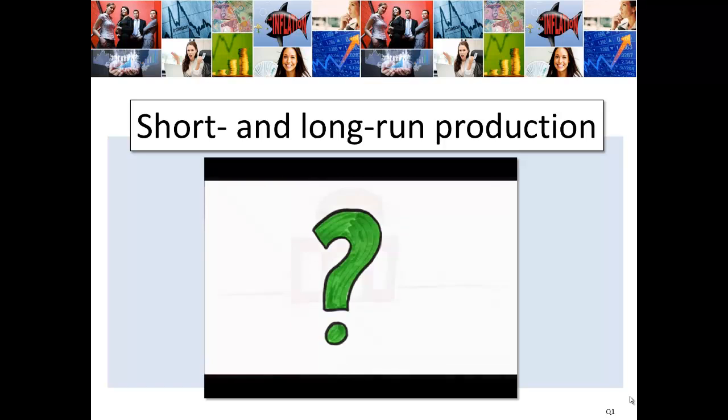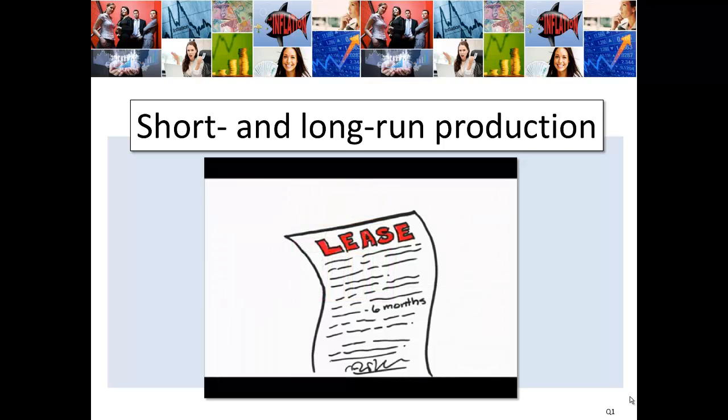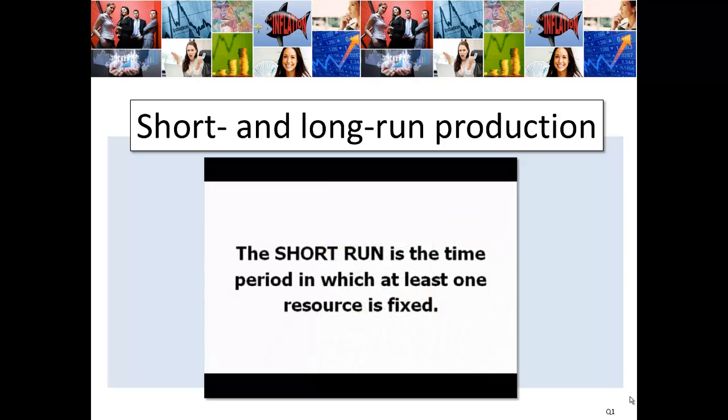Let's say you've decided to open a restaurant. You've done your homework, so you know that most new restaurants fail within the first year. Because you're cautious, you decide to sign a lease for just 6 months so that you can see how things go. In this case, the short run, the period in which at least one resource is fixed, is 6 months.